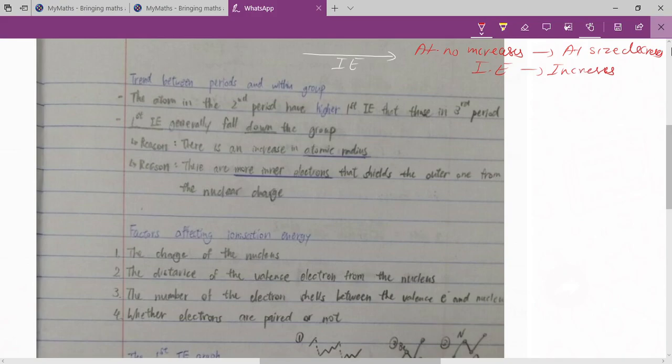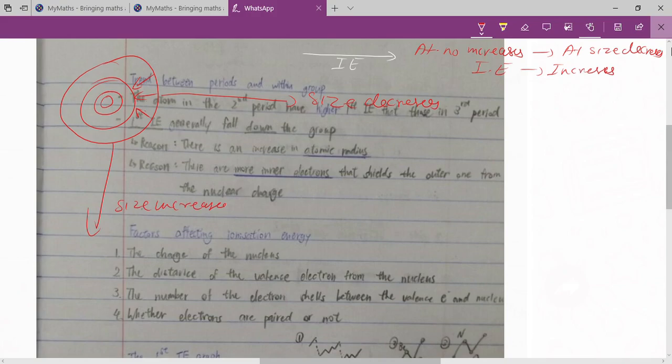Always remember that as you move from left to right, atomic number will increase or not? Yes, that's right. That means the number of electrons in the outermost shell will increase or not? Yes, you will have more shells as well. If there are more electrons, they will apply a force of attraction towards the nucleus or not? Yes, that's right. So in that condition, their size will decrease as we move from left to right. Left to right, size decreases. And up to down, size increases.